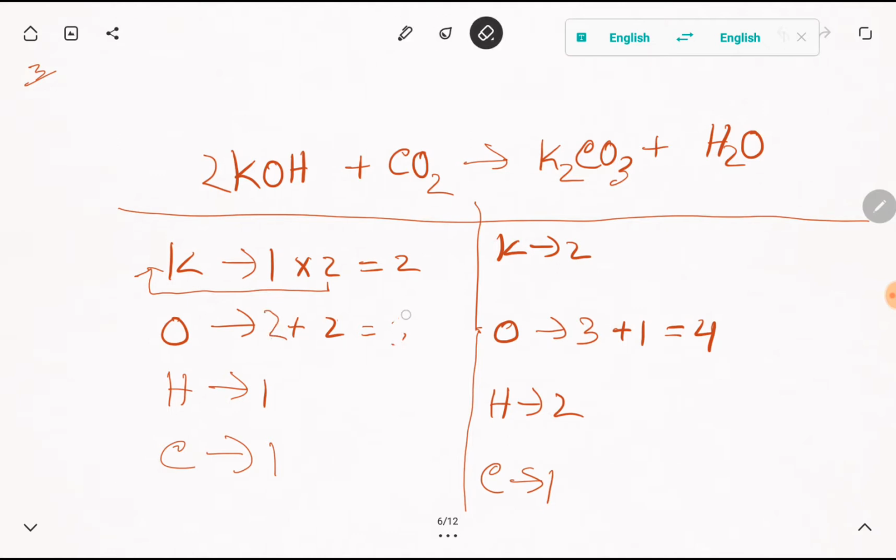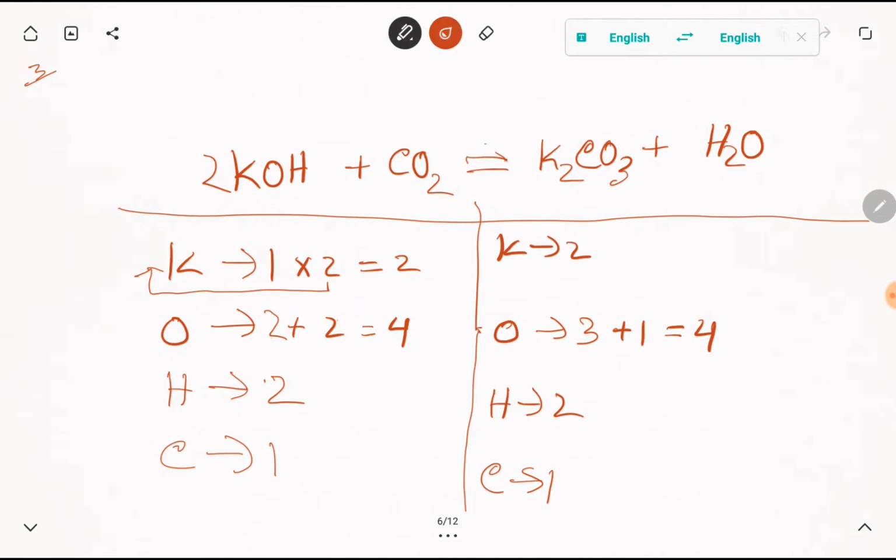So I am getting here 4, and we are getting here hydrogen, that is 2. So let me update the number of hydrogen here, that is 2. So look, potassium 2, 2, oxygen 4, 4, hydrogen 2, 2, and carbon 1. So everything is balanced. So you can say that this is the balanced reaction. At last you can change this arrow sign to an equal sign.